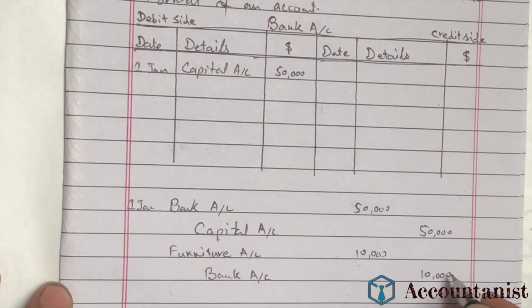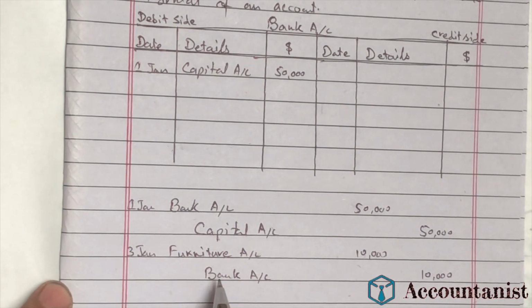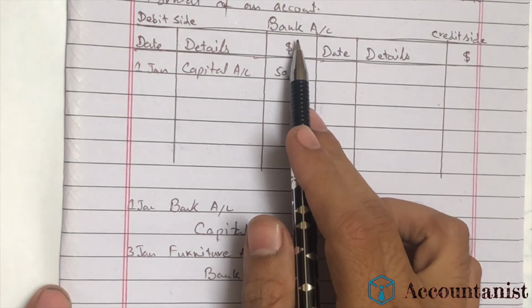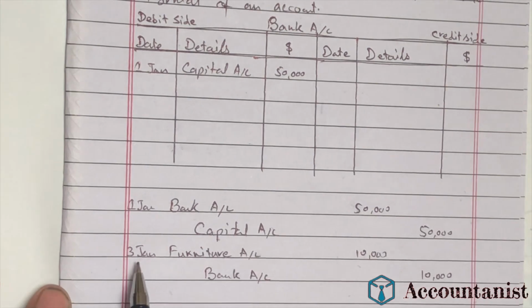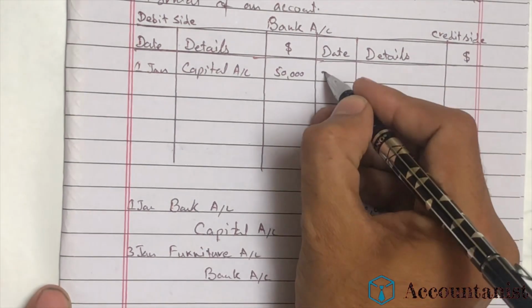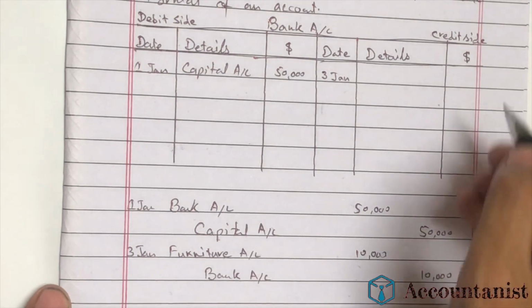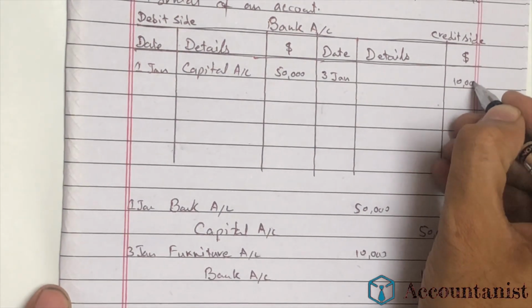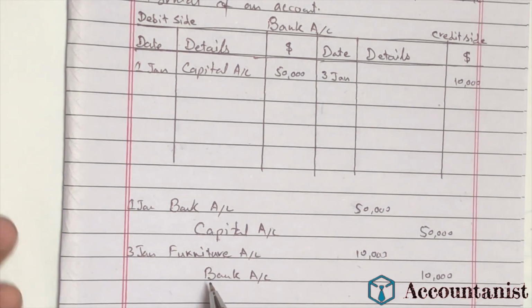So the date was 3rd of January. So now the bank account is going to be credited. So what do we have to do? We have to go to the bank account and select the credit side, and write down the date first, the 3rd of January, and write down the amount on the credit side, 10,000. And now here in the details, the reason why the bank account is crediting is because the furniture is debiting.